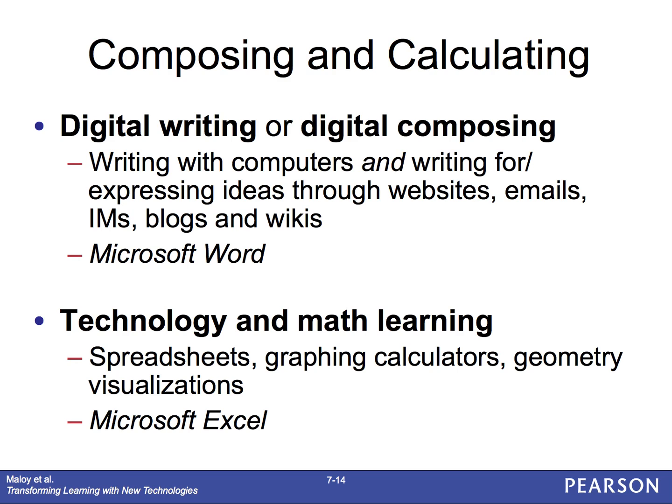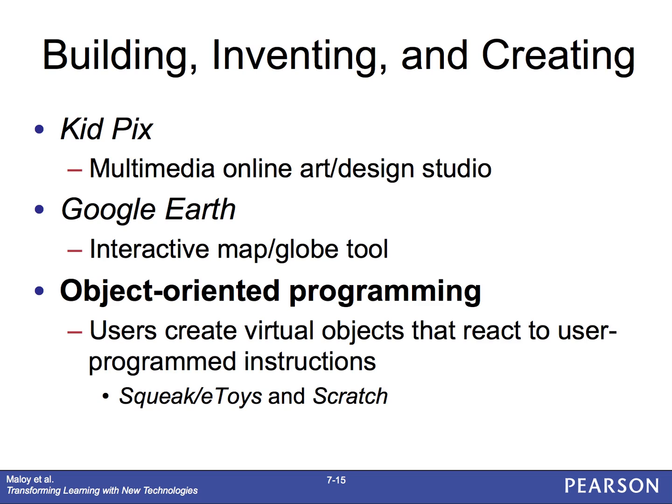Technology and math learning. We use graphics, spreadsheets, calculators, geometry visualization. Microsoft Excel can do a lot of that. So those are the composing and calculating softwares. You probably know most of that stuff anyway. There's a lot of different building, inventing, creating things. Kids Picks, you can look that up online. It's a good multimedia resource online. Art Design Studio, Google Earth, I showed you in an earlier lecture. And then we have this thing called Object Oriented Programming.